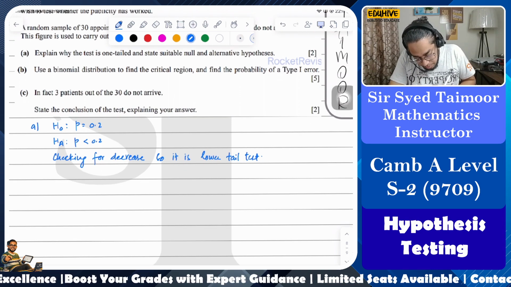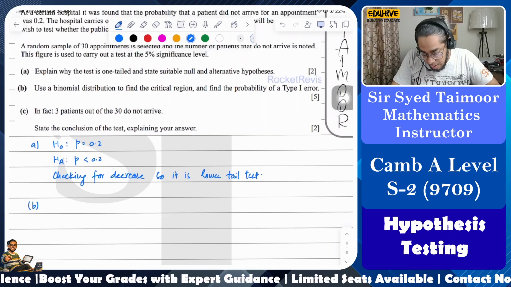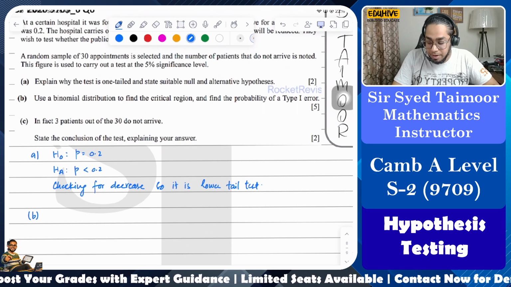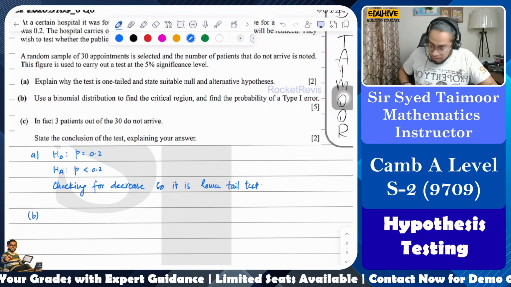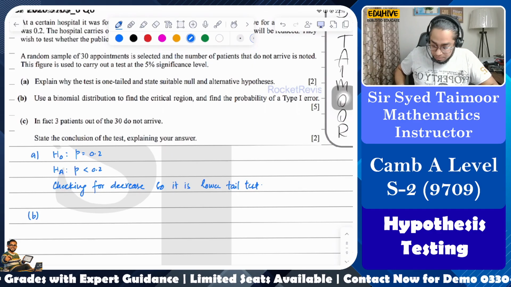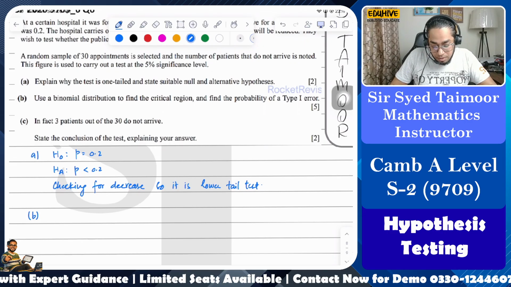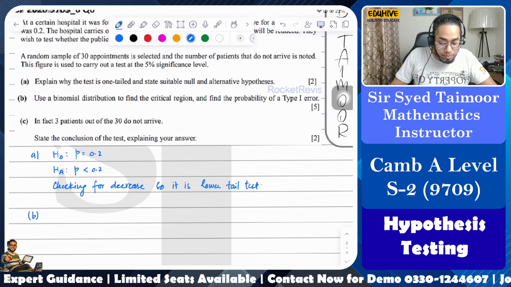Okay, what is in part B? Use a binomial distribution to find the critical region and find the probability.